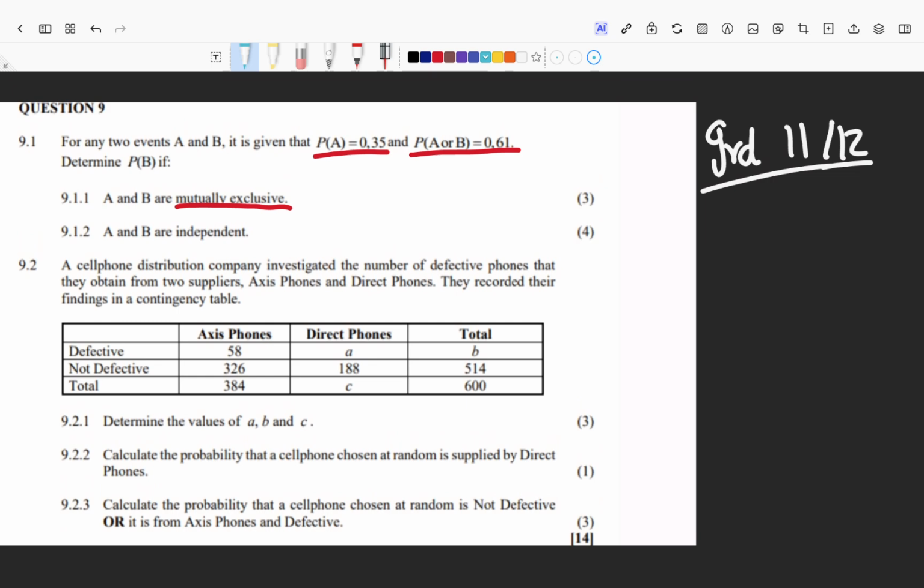Don't forget, the main thing in this video is to know that in mutually exclusive events, the probability of A and B is zero, and in independent events, the probability of A and B equals the probability of A multiplied by the probability of B. Simple as that. So you just need to master that for now.